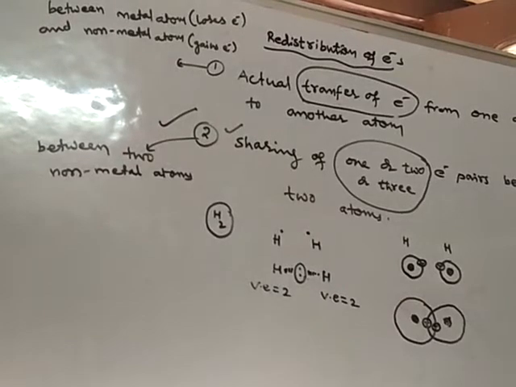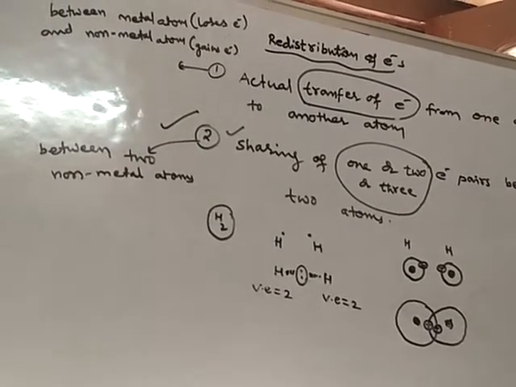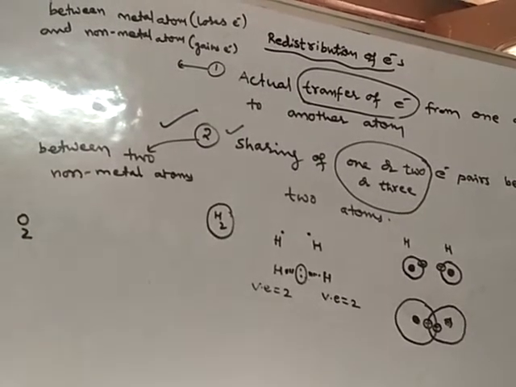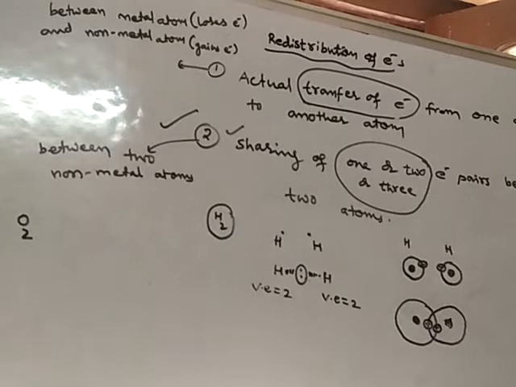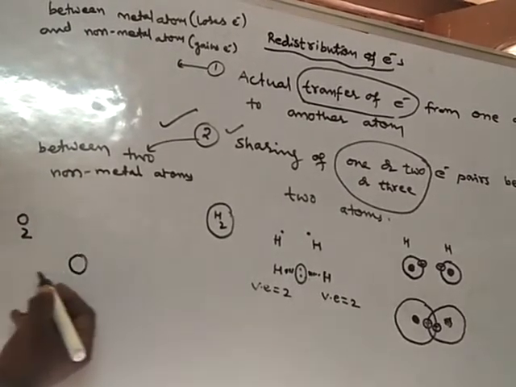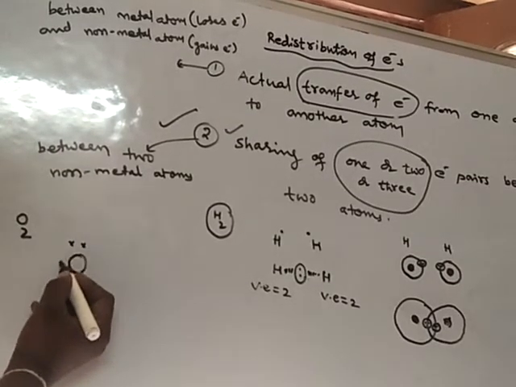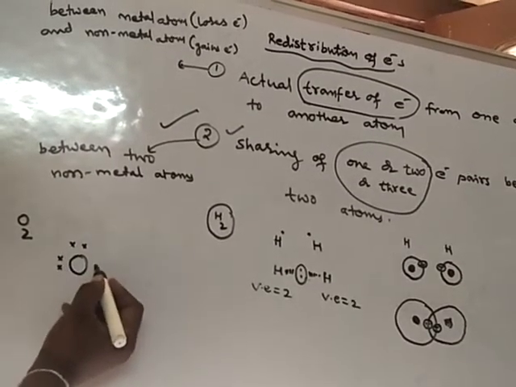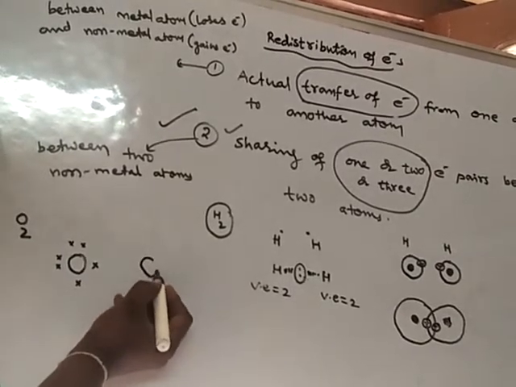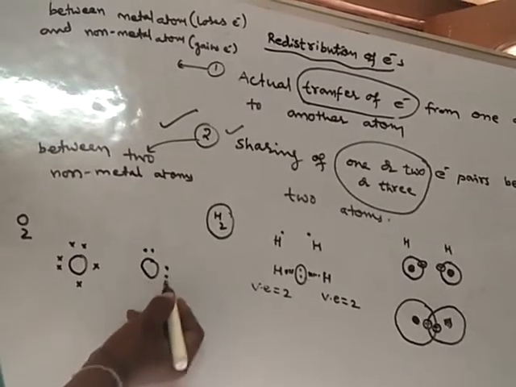Let us learn one more case where two electron pairs are shared. Let us take the example of O2, the oxygen molecule. In the oxygen molecule, one oxygen atom has 6 electrons in its valence shell. Even the other oxygen should have 6 electrons in its valence shell, like this.